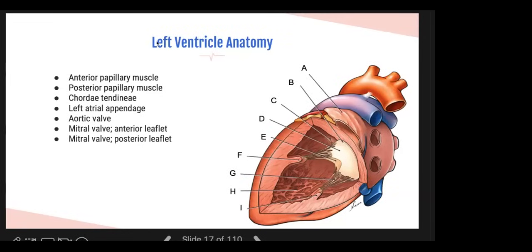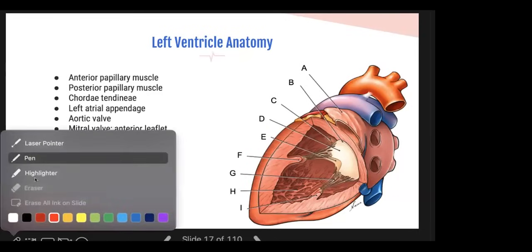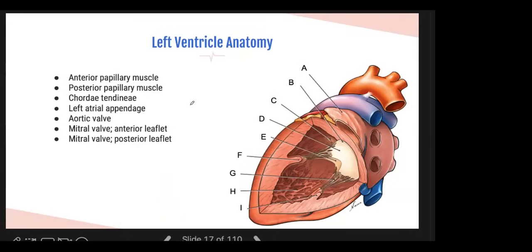Essentially, the left ventricle anatomy. Okay, we're going to go over the left ventricle. So we're going to go over the anterior papillary muscle, the posterior, the chordae tendineae, the left atrial appendage, the aortic valve, and the mitral valve.